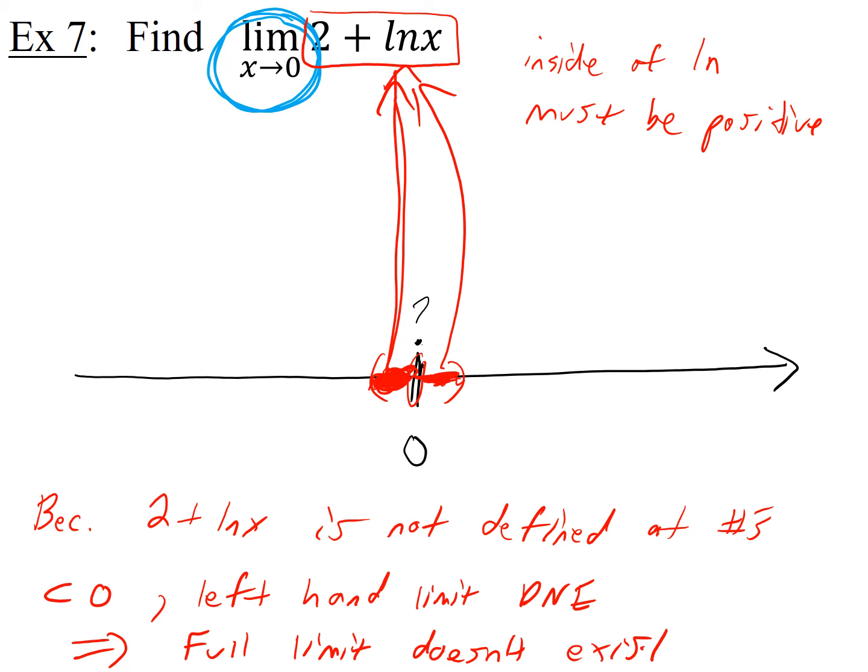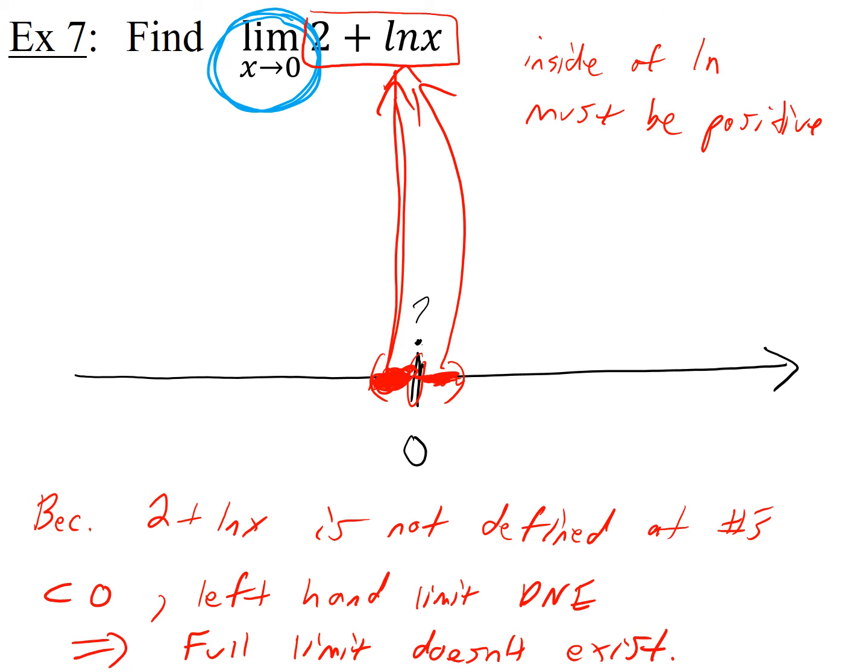So this is a domain kind of argument. We're looking at the domain and we're saying there are no negative numbers in the domain, so we can't even ask about a left-hand limit. This doesn't have a left-hand limit. The left-hand limit doesn't exist, so the full limit doesn't exist. Okay, that's one way of proving this.